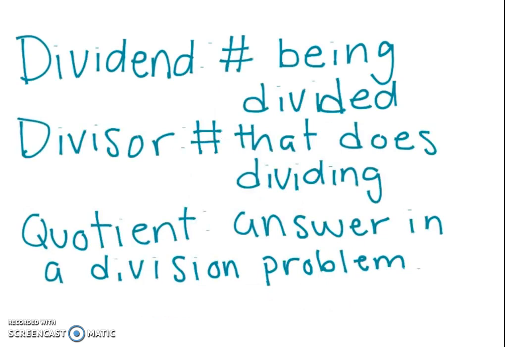So we know the dividend is the number that is being divided in the problem. So it's usually going to be the total of the problem. The divisor is the number that does the dividing. So how many groups are we splitting that into? And the quotient is always the answer in a division problem. So looking at what the answer is.